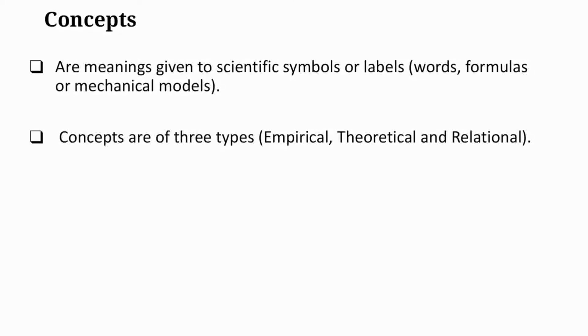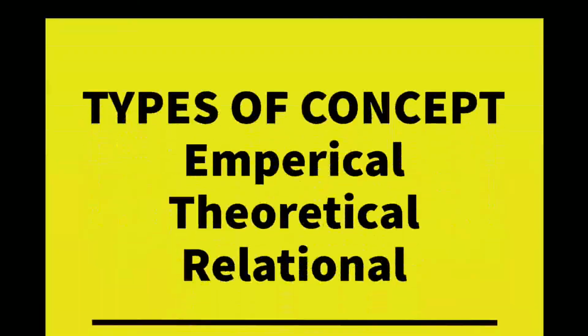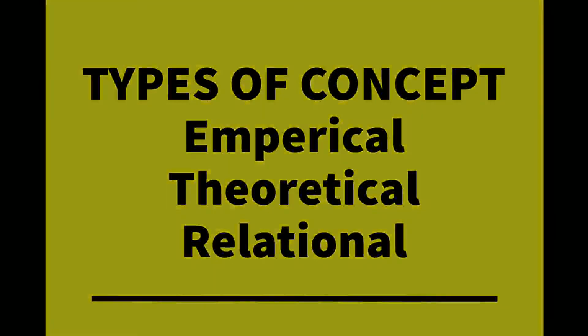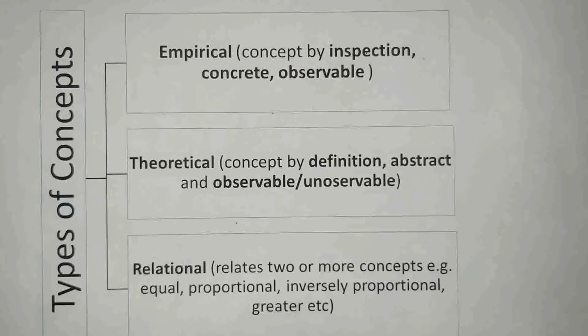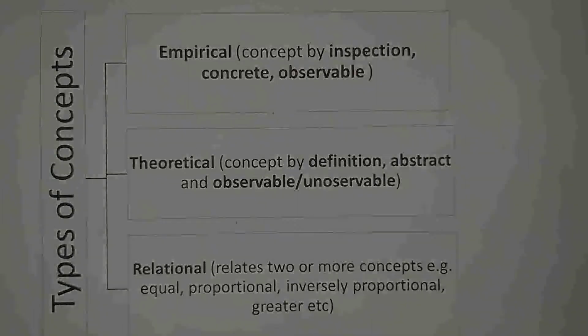Concepts are of three types. We have the empirical, theoretical, and relational. The empirical concept is by inspection, concrete, or observable, while the theoretical is concept by definition, abstract and observable or unobservable, while the relational concept relates to two or more concepts like equal, proportional, inversely proportional, or greater.